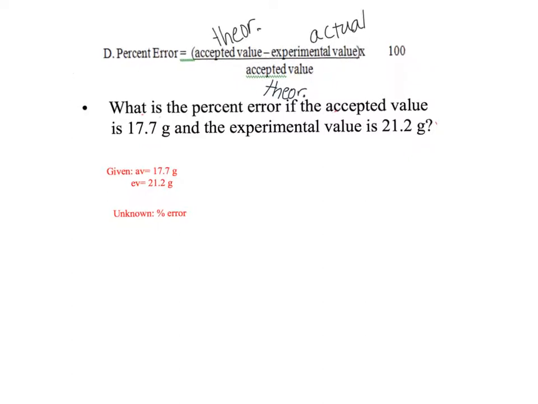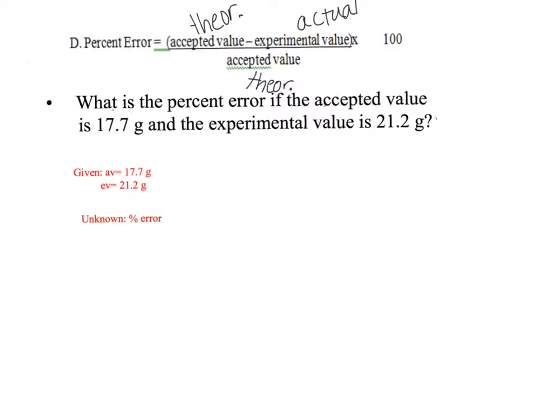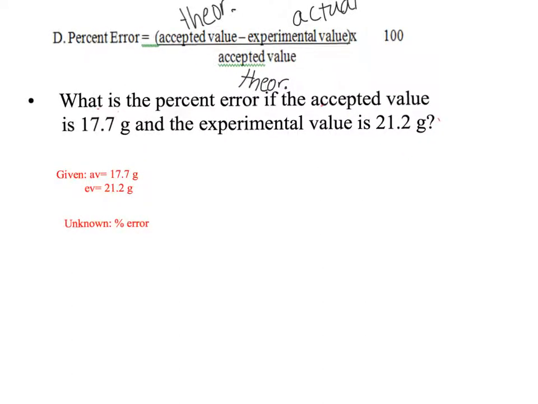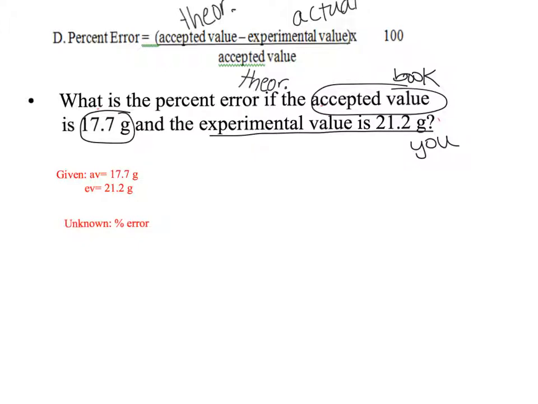So I have my little equation up there, so we'll just refer to that. Okay, this says, what is the percent error if the accepted value, okay, so accepted, is that the one from the book or from experiment like I did it? This is book. Okay, this is your theoretical. You don't have to put book if you don't want to, but this is the one that it's supposed to be, okay? Experimental is what you did, okay? Okay, so which number do we put first? 17.7 or 21.2?